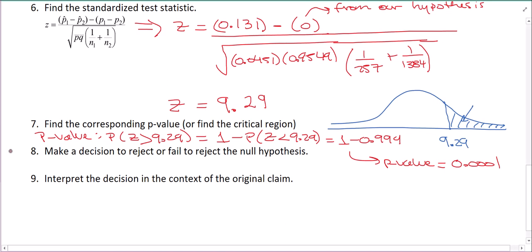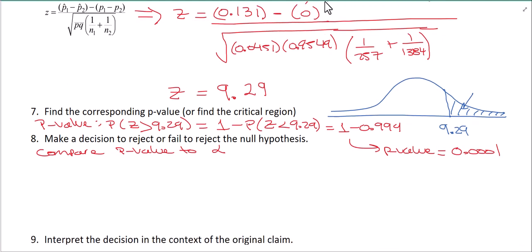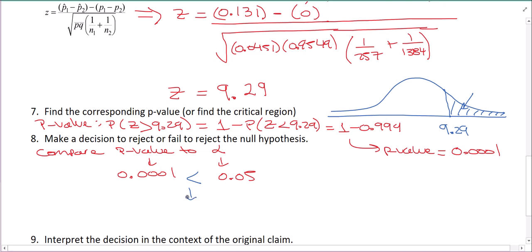Make a decision to reject or fail to reject the null hypothesis. So this is where we compare our p-value to our alpha and then see which one is smaller. So our p-value is 0.0001 and our alpha is 0.05. So what can we say? Our p-value is smaller, so that means we reject the null.